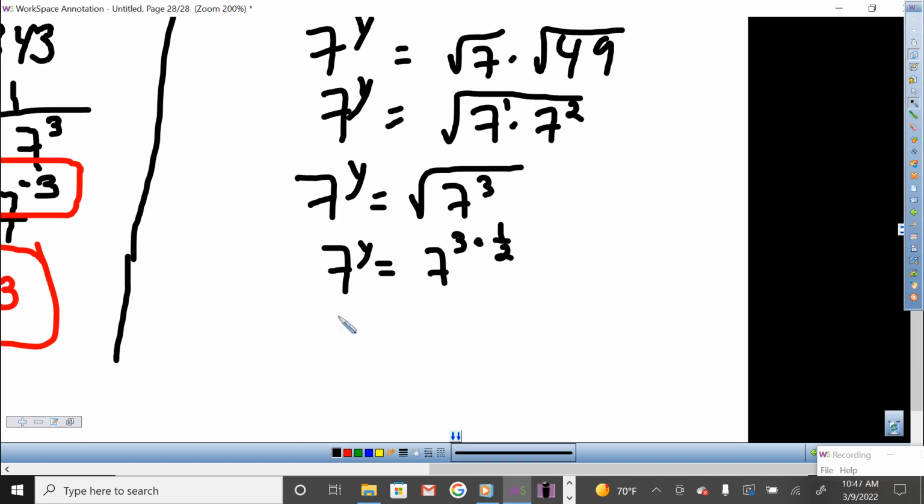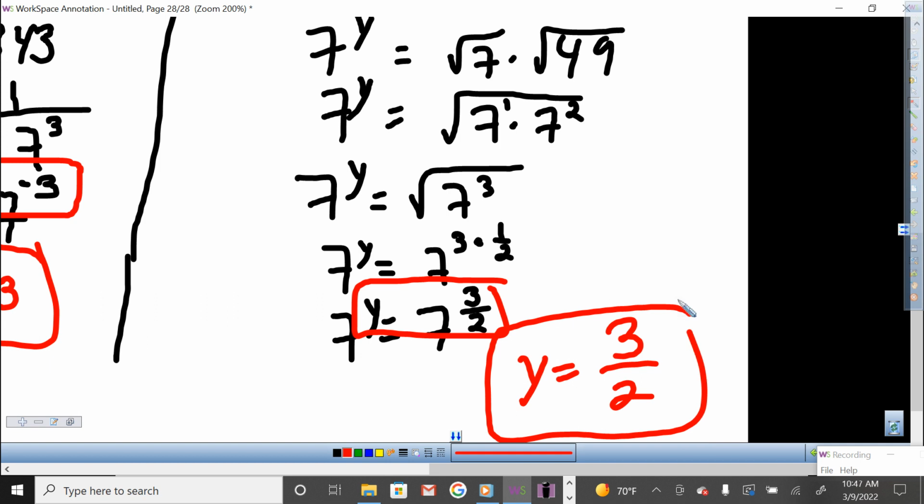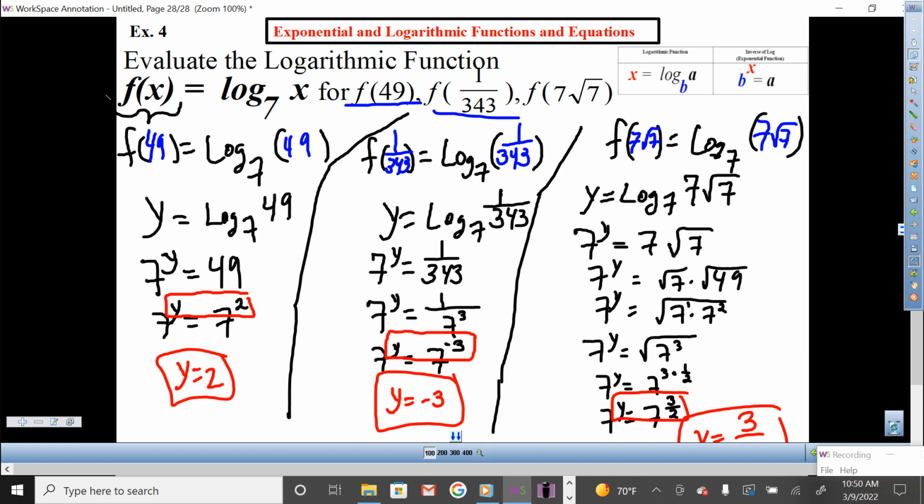So that means that this is 7 to the y equals 7 to the 3/2. Therefore, what is y? y equals 3/2. Ooh, let's go. Well, not yet. We still have time. All right, let me go back to recap the process to make sure we got it.